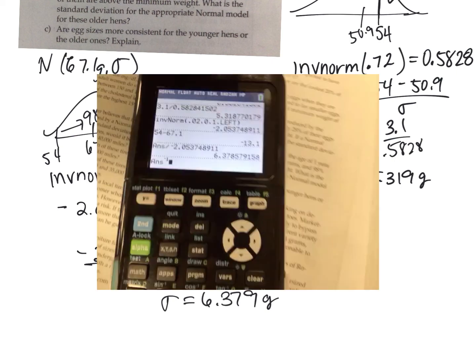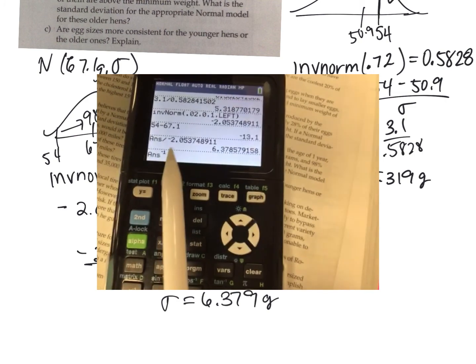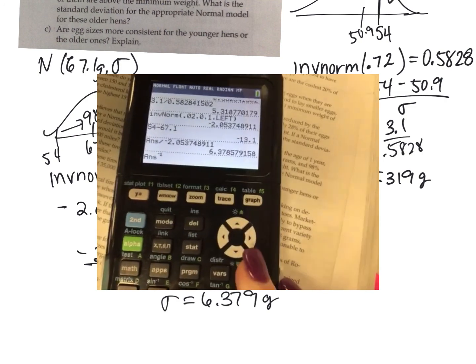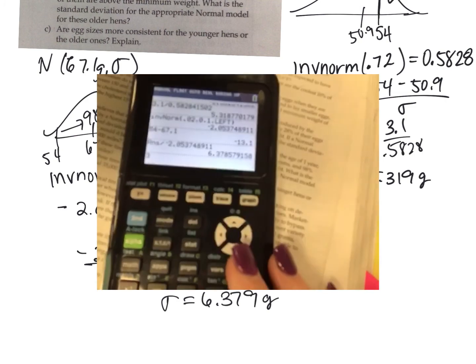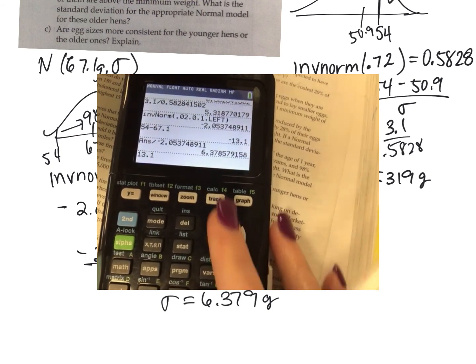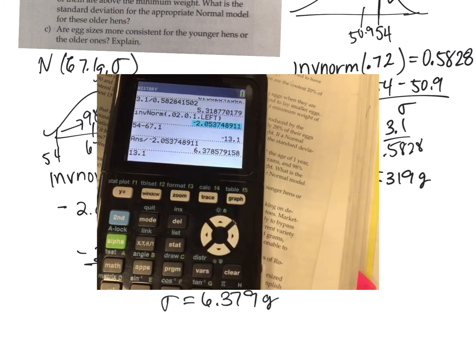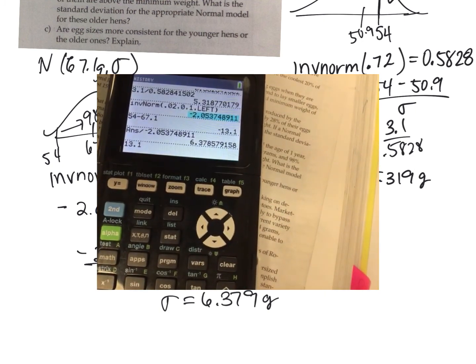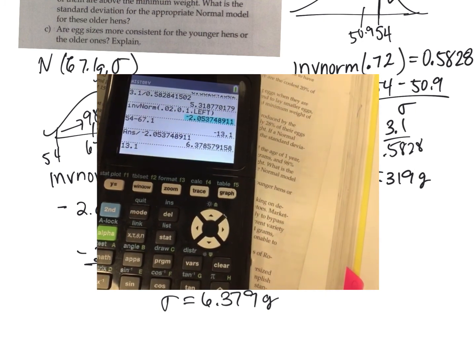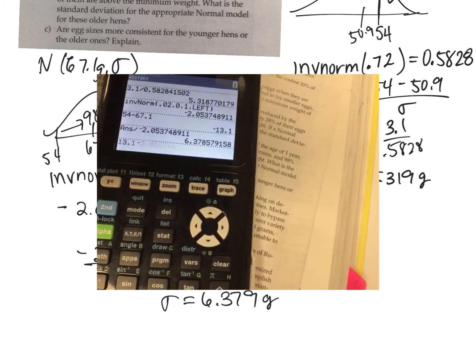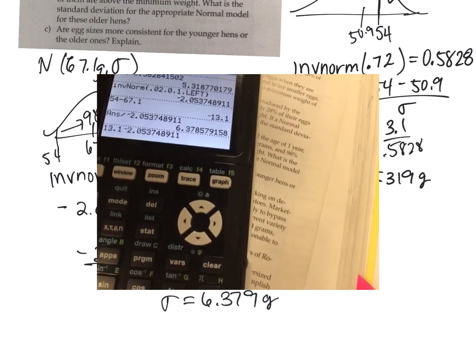Hold on, let me show you tips and tricks with the calculator. Look, how did I get this without typing it all the way in? I went 13.1 and I went up to that number that I want to divide by. And I hit enter.